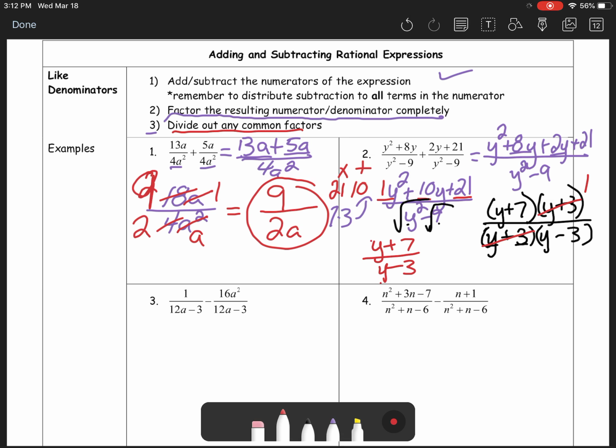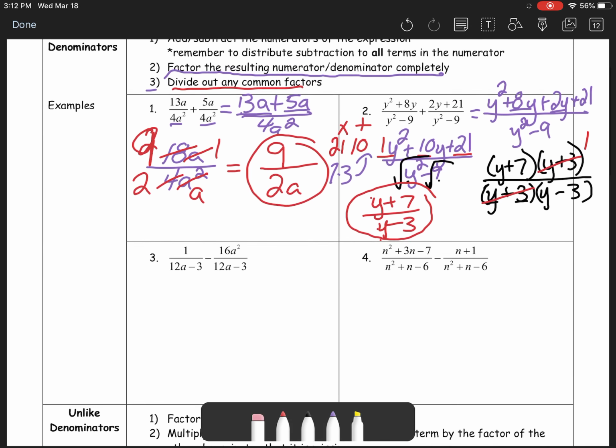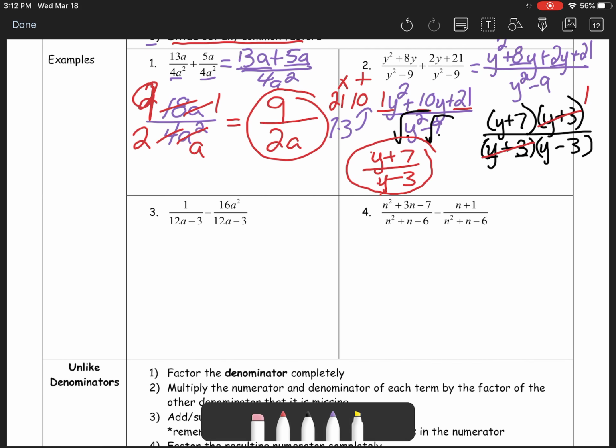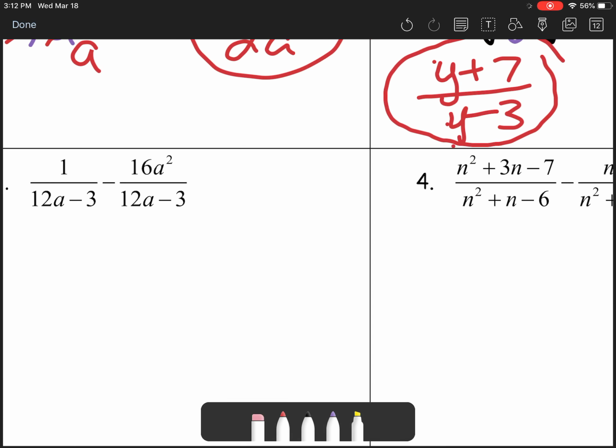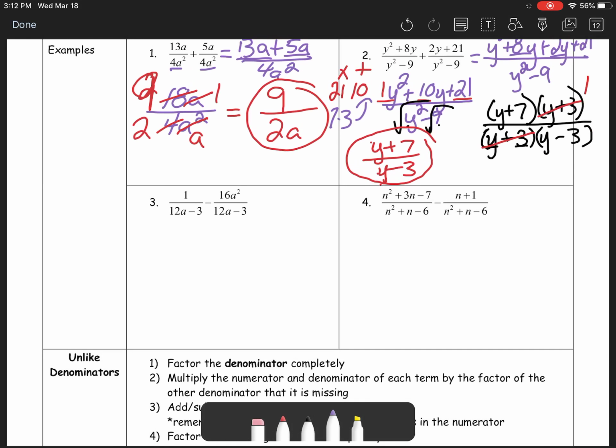Now remember that y is not a factor. This y and this 7 are together, so you actually can't divide them out any further, and so that is your final answer. Okay. So going to the bottom here, these ones also have our common denominators. We do the same thing, we add across, or subtract across in this case. So this is 1 minus 16a squared over 12a minus 3, so that was pretty simple.